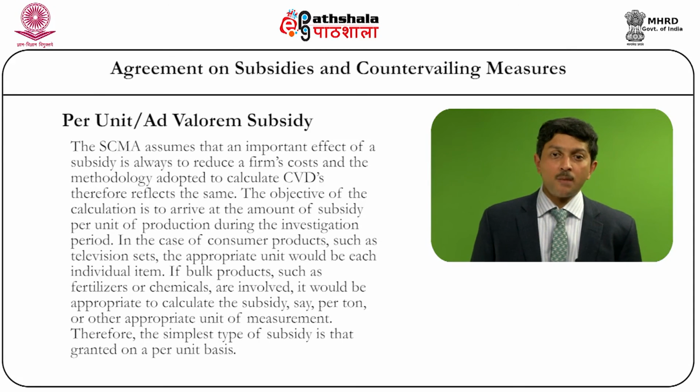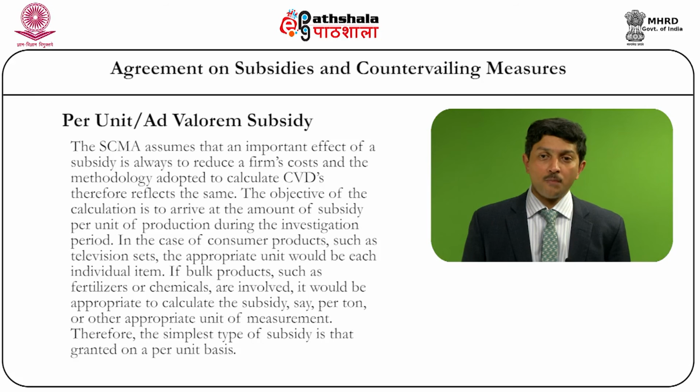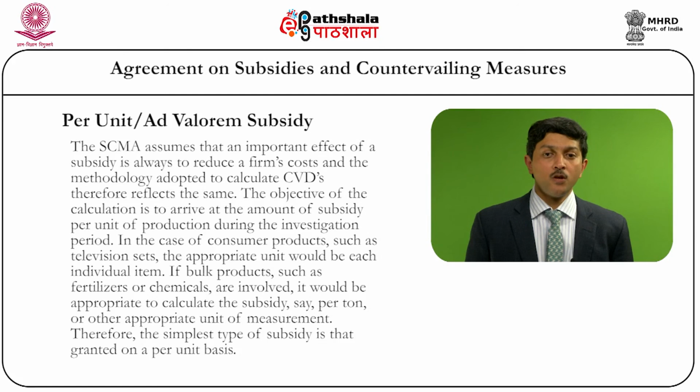Per unit subsidy can be converted into an ad valorem rate by expressing the per unit subsidy as a percentage of the average CIF, duty unpaid, unit import price. In this way it can be estimated whether the subsidy amount is de minimis, since this is expressed as ad valorem. In certain situations it may also be considered appropriate to express CVD on an ad valorem basis.